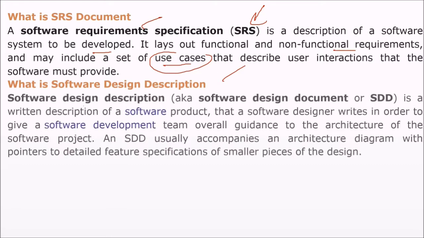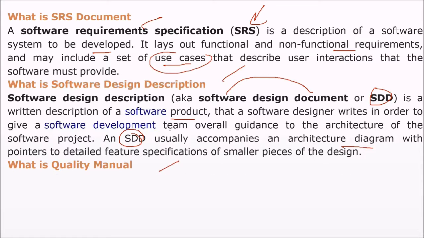What is software design description? Software design description, also known as software design document or SDD, is a written description of a software product that a software designer writes in order to give a software development team overall guidance to the architecture of the software project. This SDD usually accompanies architecture diagrams and pointers to detailed features, specification of smaller pieces of the design.